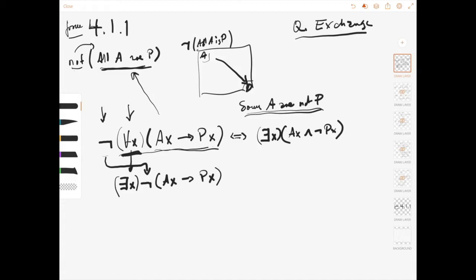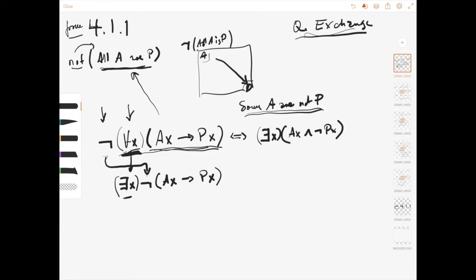The negation applies to the quantifier. It's a universal quantifier, and then the quantifier applies to the expression. So what happens with the quantifier exchange rule is the negation sign moves inside the scope of the quantifier. We change to the opposite quantifier, so we go from universal to particular, and we end up with: there is an X such that it's not the case that if X is an animal, then X is a primate.